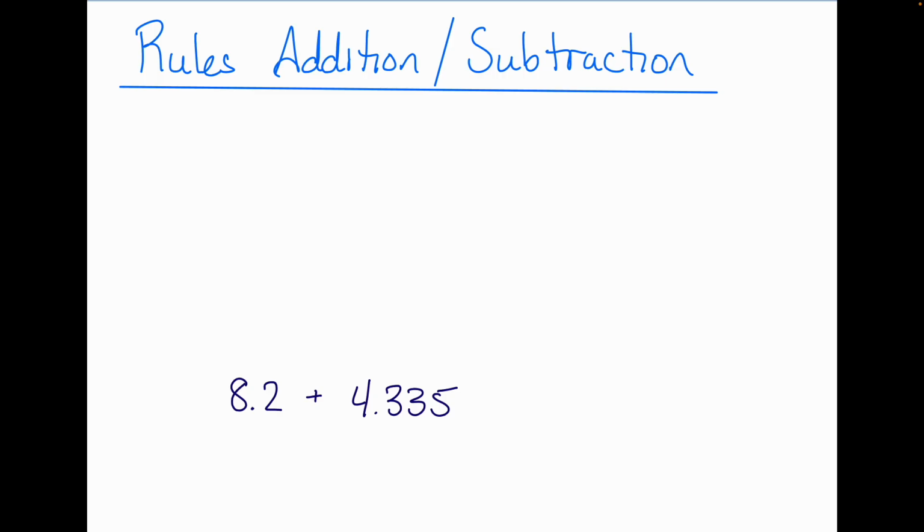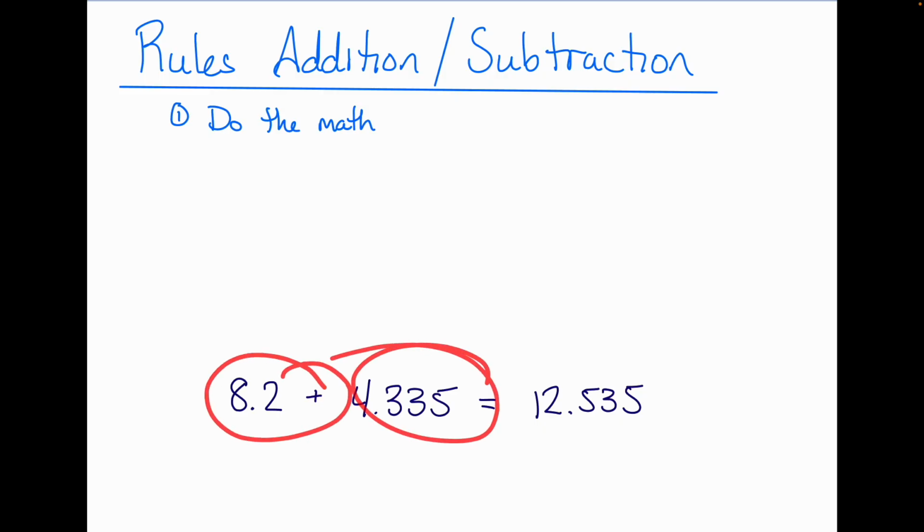Okay, so just like before, step 1, let's go ahead and do the math. So I'm going to punch this into my calculator here. I get 12.535. All right, but now this is a different set of rules than multiplication and division. What we're going to see is it's not about counting the number of sig figs in our input. It's going to depend on where the position of those sig figs are.